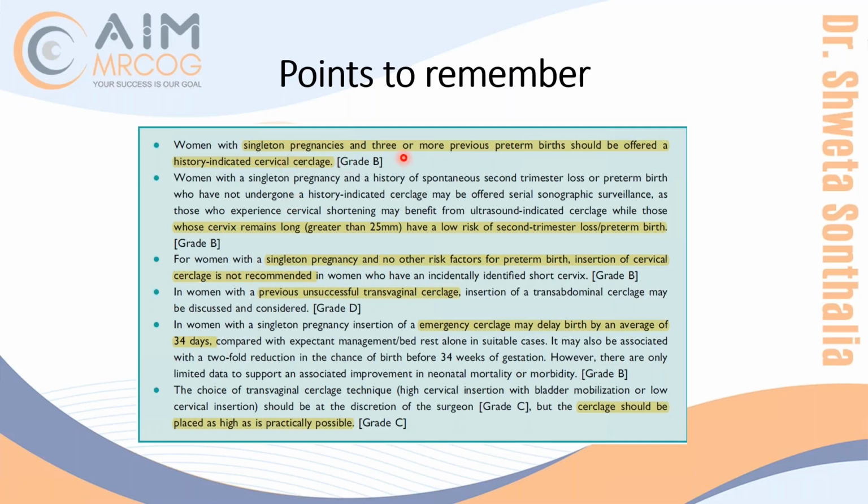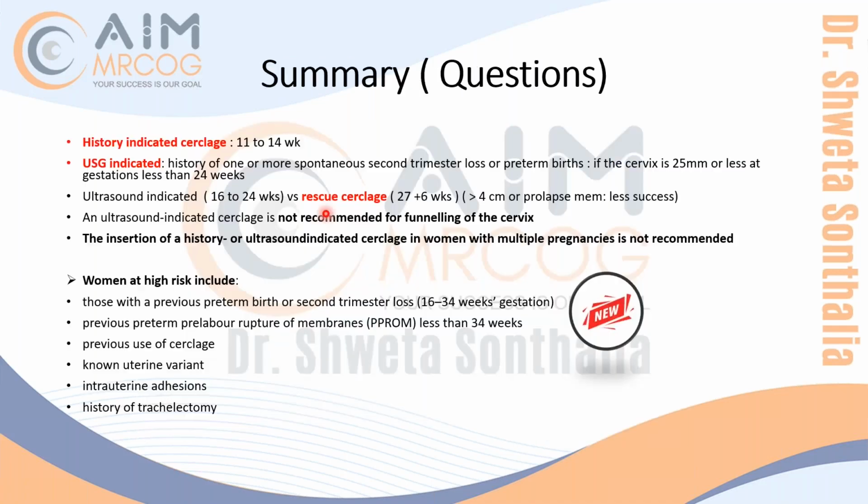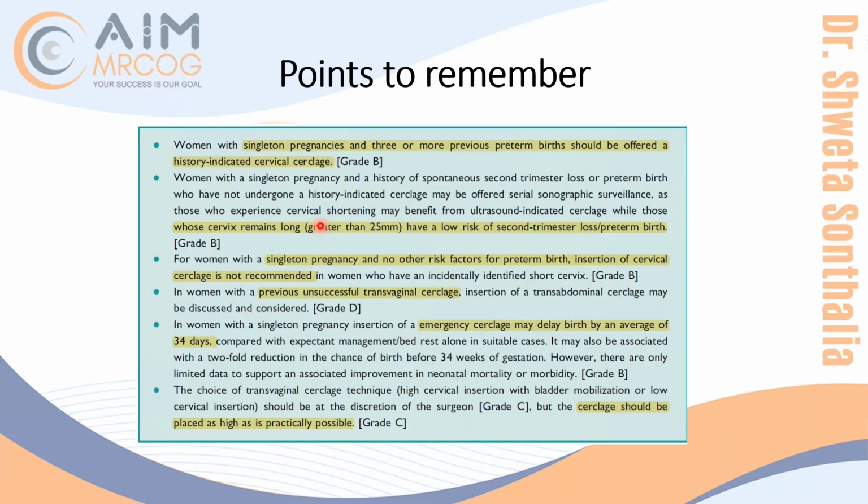So history indicated is when there are 3 or more losses, and ultrasound indicated is when there is even a single loss. You are going to monitor by ultrasound from 16 to 24 weeks, every 2 to 4 weeks. Then, according to the length of the cervix, you are going to offer them cerclage. So this is the difference, 3 or more losses versus 1 or more losses. So you are going to monitor them. These are the two differences between history and ultrasound indicated. Clear, my dear?